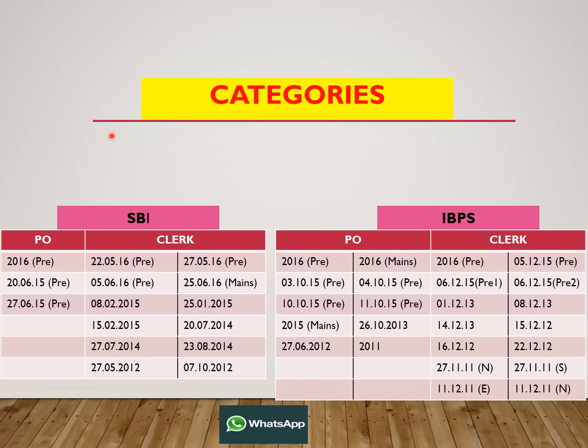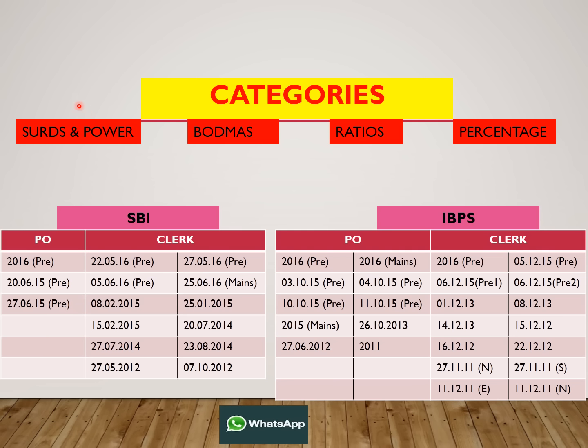Based on these questions only, we have structured our lectures. All the questions can be broadly grouped into 4 categories: surds and power, BODMAS, ratios and percentage. Out of these categories, questions from surds and powers comprise 40% of total questions. So we will start our discussion with surds and power and slowly move on to other topics.